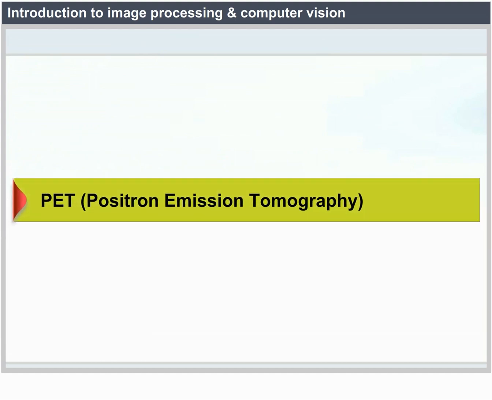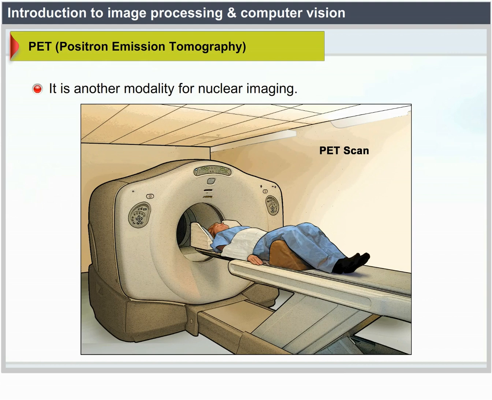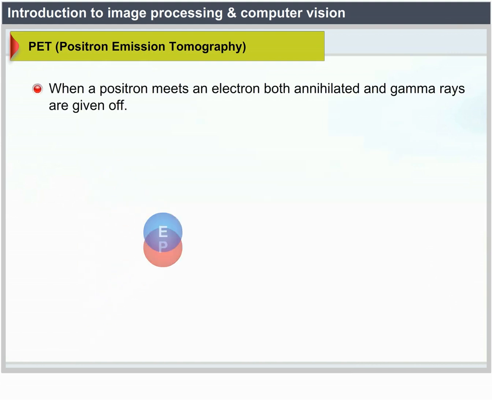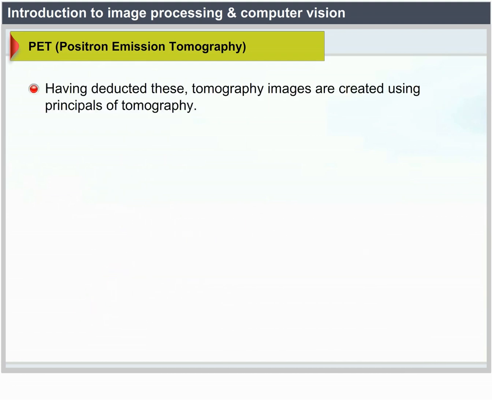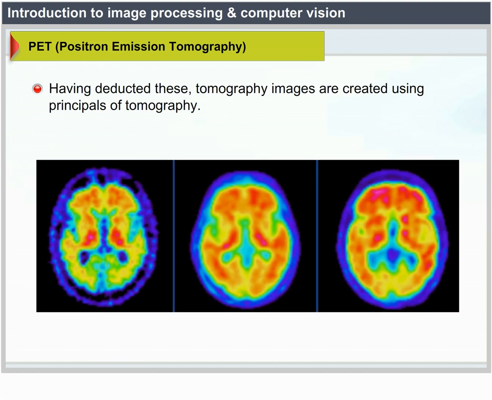Positron emission tomography. This is another modality for nuclear imaging. When a positron meets an electron, both are annihilated and gamma rays are given off. These are detected and tomography images are created using the principles of tomography.